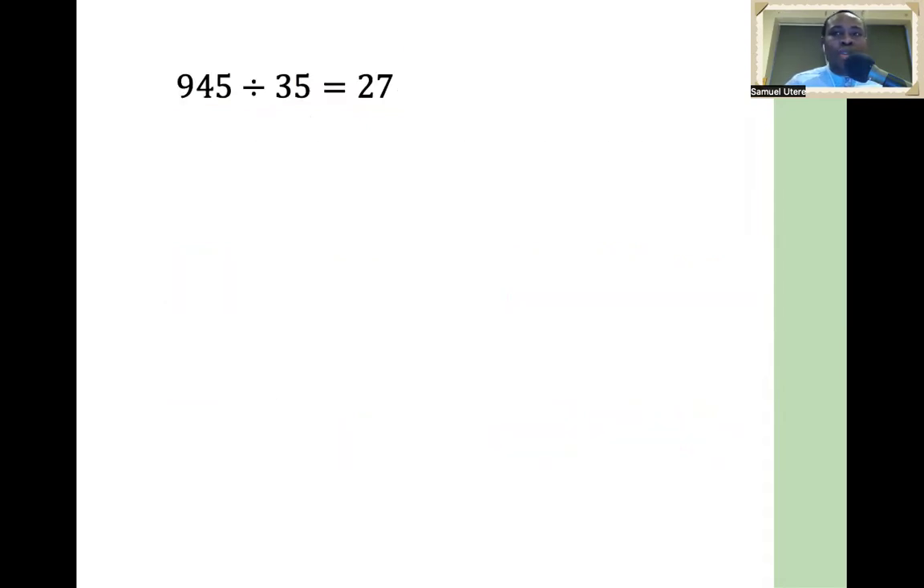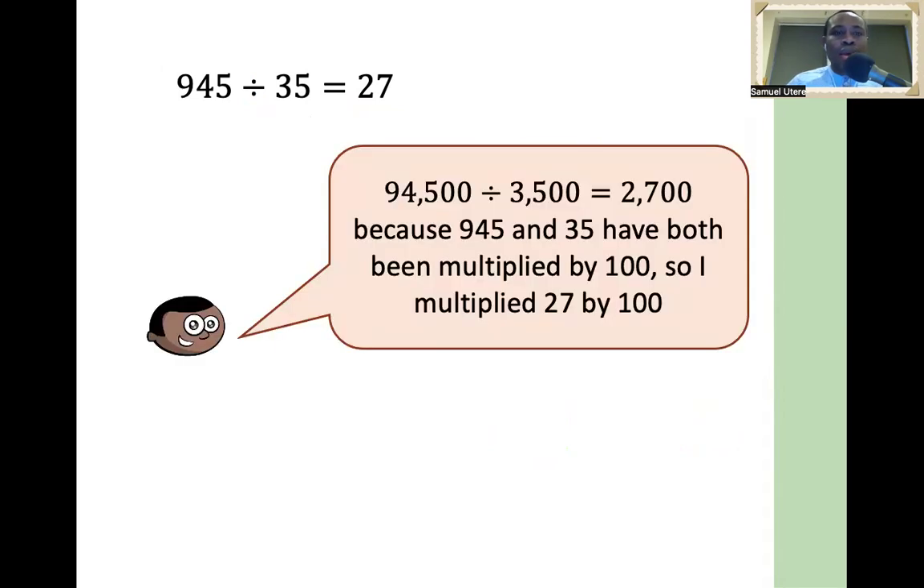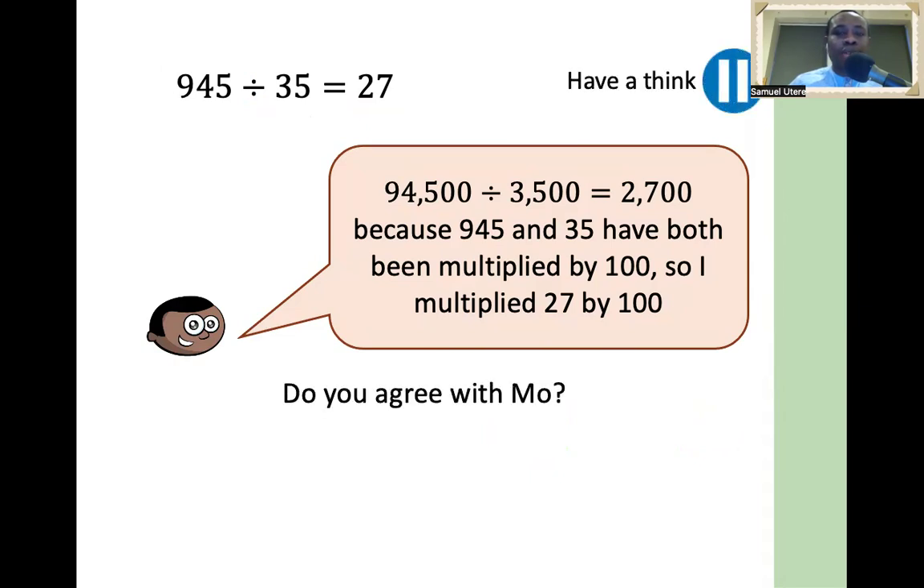What about a division calculation like this? So this is another example. Here, Mo says 94,500 divided by 3,500 is 2,700, because 945 and 35 have both been multiplied by 100. So I multiply 27 by 100. Well, there are different ways to think about this calculation, but I want you to have a think. Do you agree with Mo?